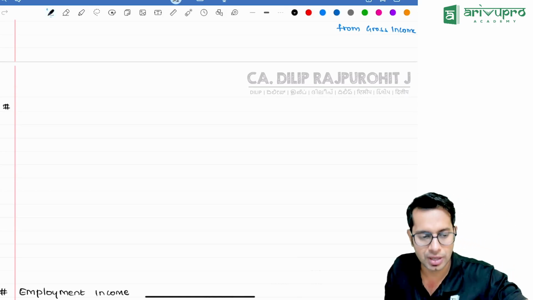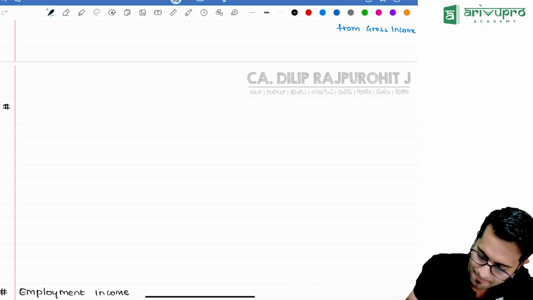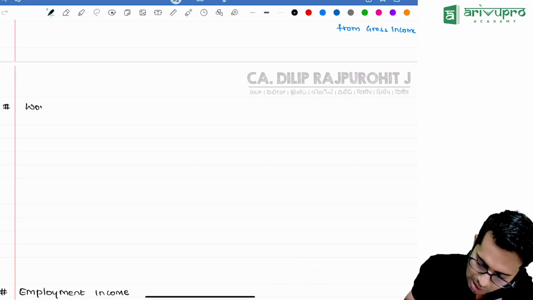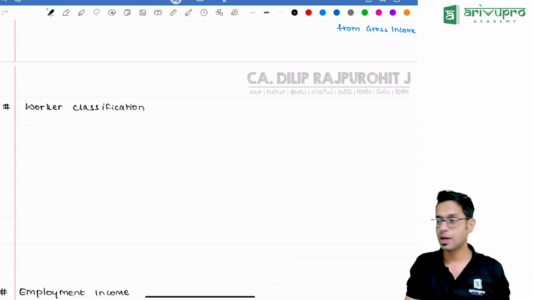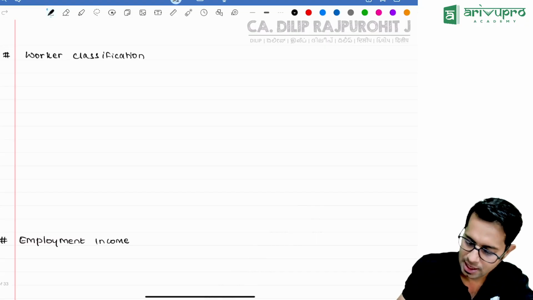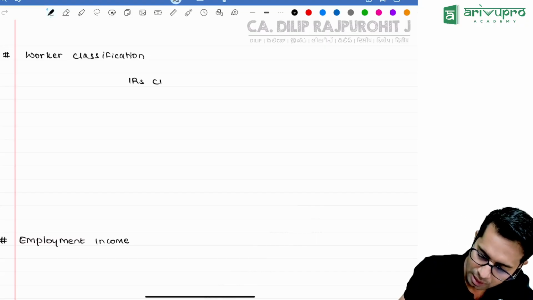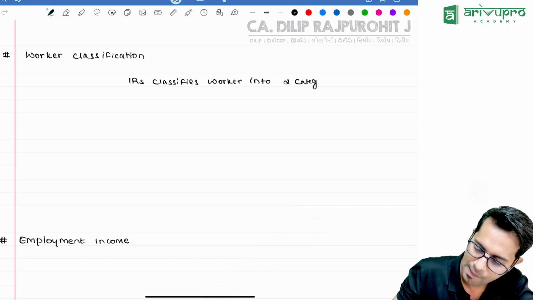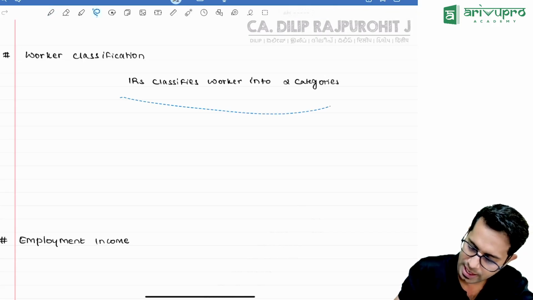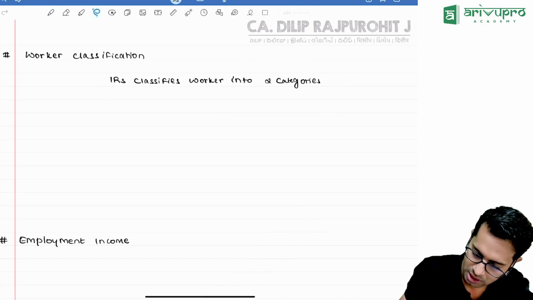So under federal law, worker classification. What does the IRS say? The IRS classifies workers into two categories. Which are these two categories?